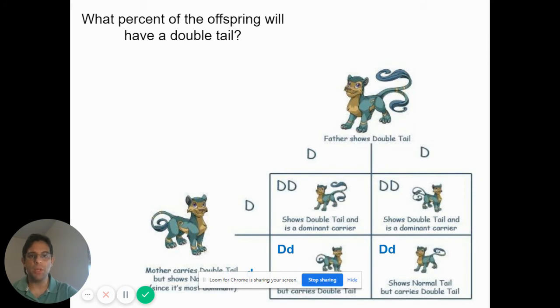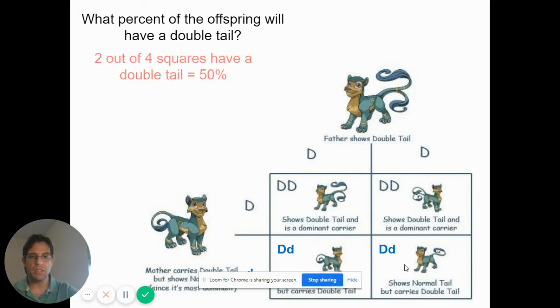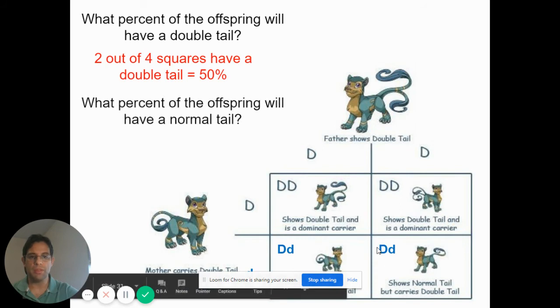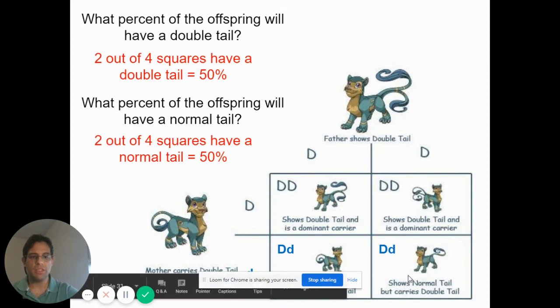What percent of the offspring will have a double tail? Well, when you analyze this map, these are the chances. I'm not saying that this is real information. These are the chances I'm predicting. So when you analyze this graph, we're going to have 2 out of 4 squares having double tail, which is these first two. So 2 out of 4, or if you prefer, 50%. And what percent of the offspring will have a normal tail? Well, that would be also 2 out of 4, which is also 50%. So you imagine that you have half and half the chances to have double tail or normal tail.